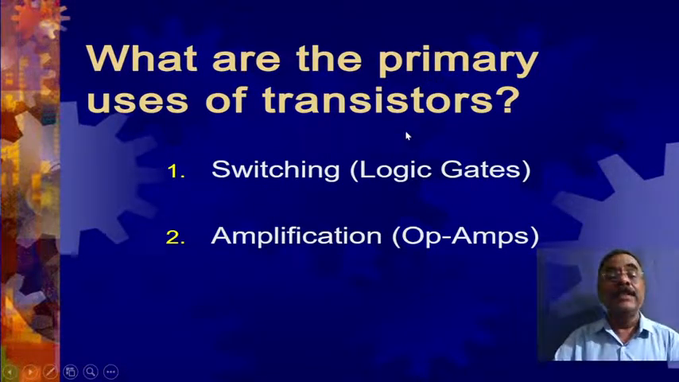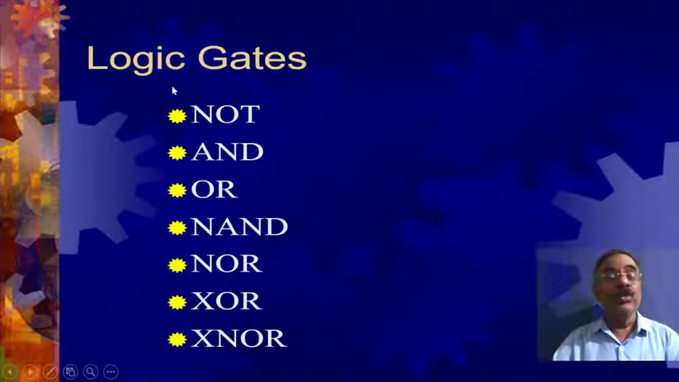Now basically a transistor is used in two major applications. Number one, it is switching, that is it is used in logic gates, and number two, it is amplification. It is used in linear amplifiers and operational amplifiers. So what are switching circuits? Logic gates: NOT, AND, OR, NAND, NOR, XOR and XNOR.